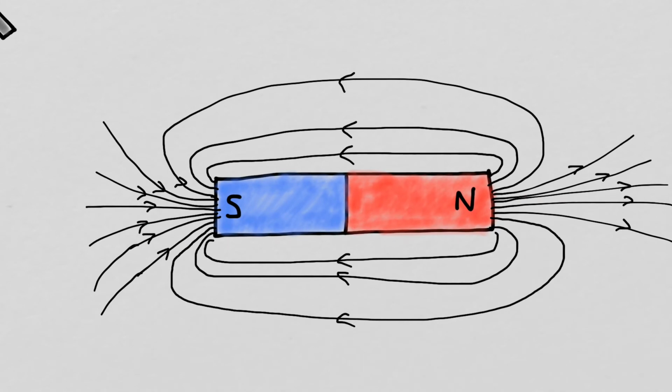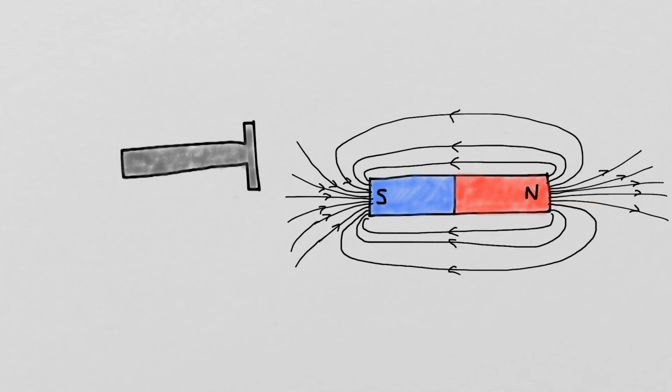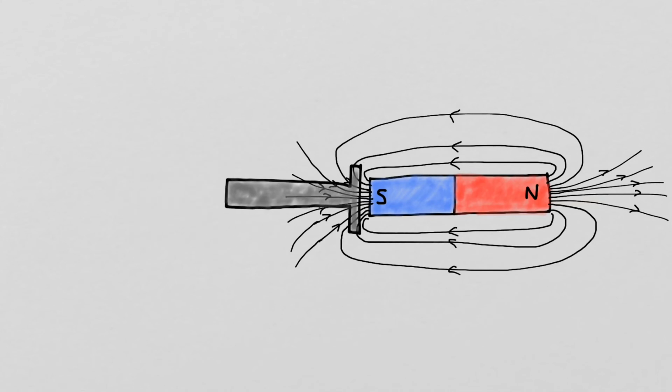Now, what do we mean by an induced magnet? Okay, so I've got here a nail, or a bolt. Actually, this looks more like a bolt, I think. So I've got a bolt. Now, if I take my bolt and I put it in the magnetic field, then I will induce a magnetic field. I will induce magnetism in the bolt.